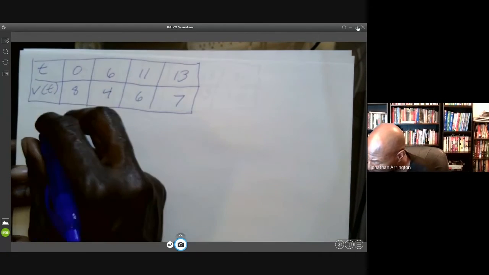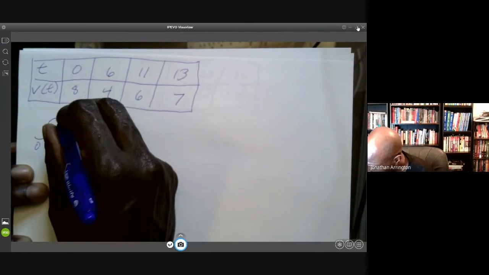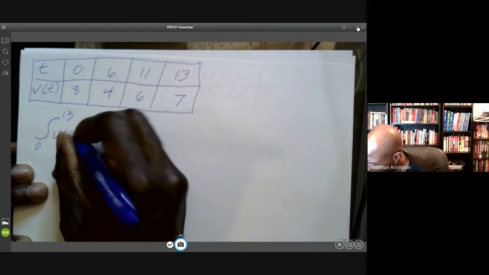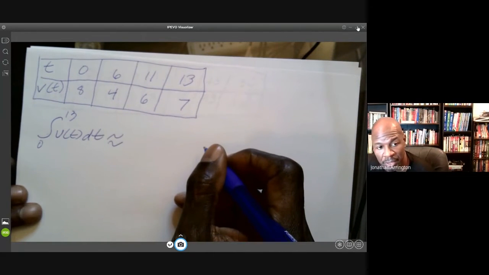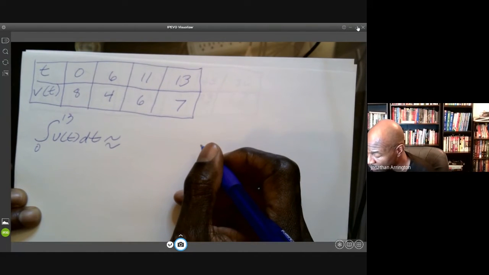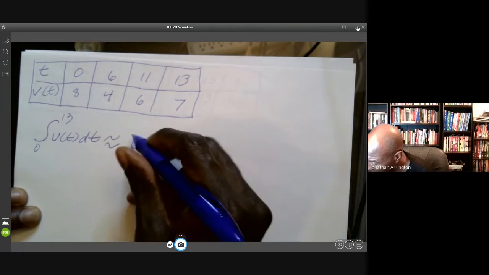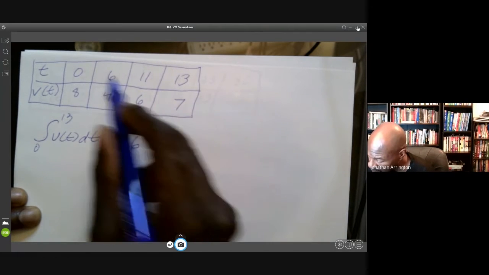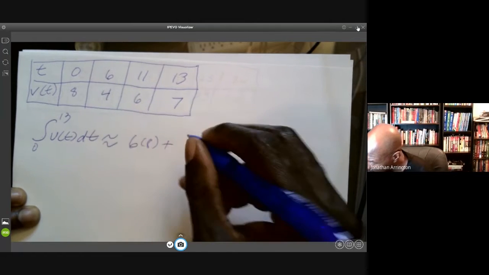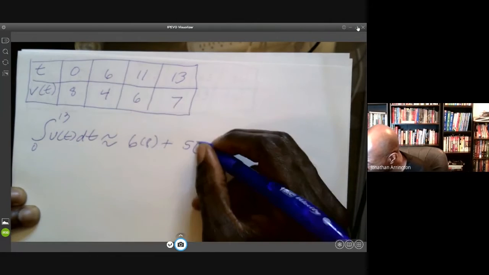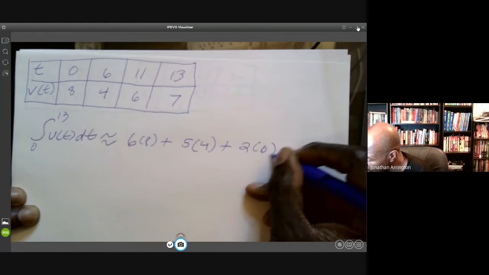All right, so this is another definite integral approximation. So we're going from 0 to 13. It looks like the integral of v of t dt, and this will be approximately. So again, I'm going to get the width of the first subinterval by subtracting the independent variables. So 6 again here. And now I'm doing a left Riemann sum, so I'm going to use 8. And then the next subinterval is 5, and then I'm going to use 4. And then the next subinterval was 2, and then I'm going to use 6.